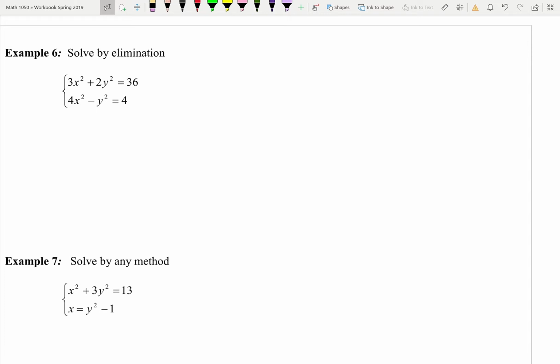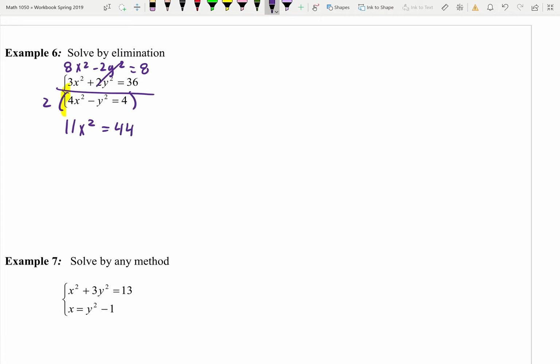Okay, first one. Number 6, can I use elimination? Talk to me about that. I can, okay? All I have to do is distribute a 2 right here, and then my y's will go away. So when I distribute a 2, I get 8x squared minus 2y squared is equal to 8. Then my y squares go away, and I have 11x squared is equal to 44.